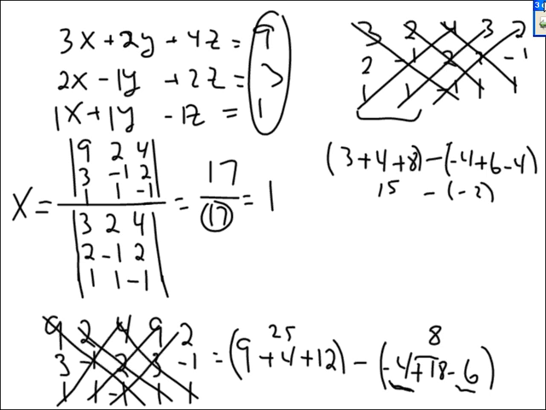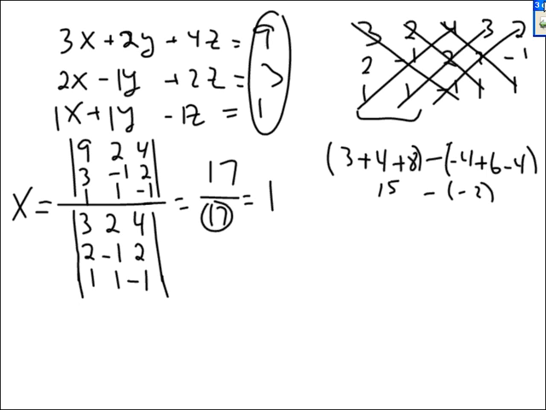And now we know the bottom determinant is 17. It won't change for x, y, or z. No matter how many variables you have, it won't change. And to use Cramer's rule, the number of equations has to match the number of rows.